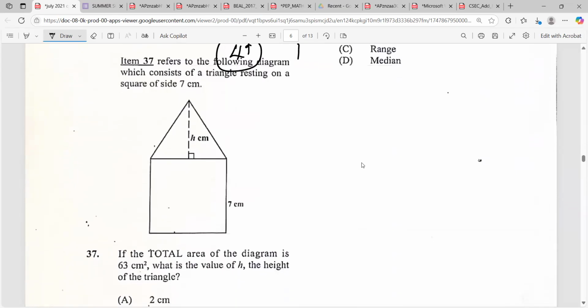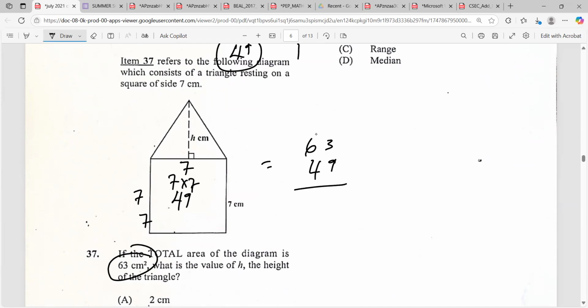Item 37, refer to the following diagram, which consists of a triangle resting on a square of side 7. So basically, this is going to be 7, right? If the total area of the diagram is 63 centimeters square, what is the value of h? All right, so basically, this one would be 7 times 7. This square, right? And if they combine it, they're supposed to get 63. So we can subtract 49 from 63 to get the area for this right angle triangle.